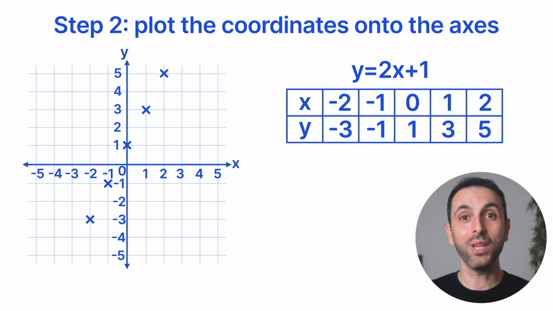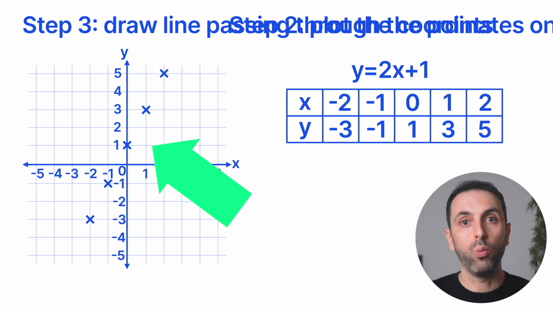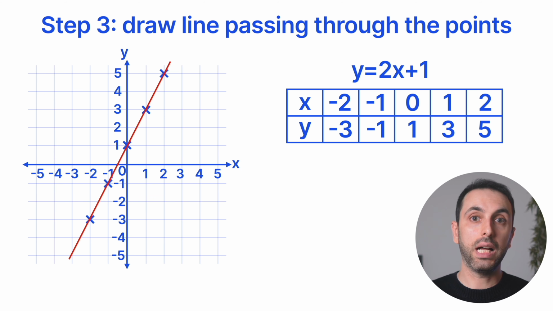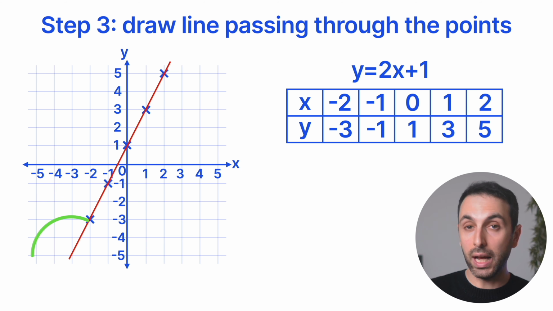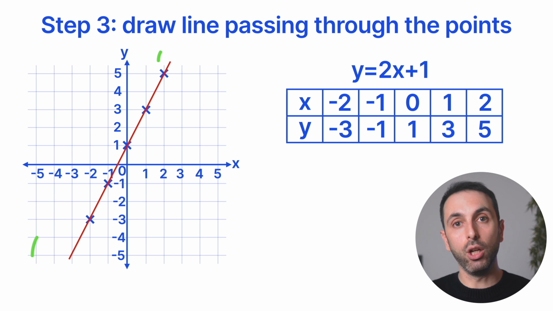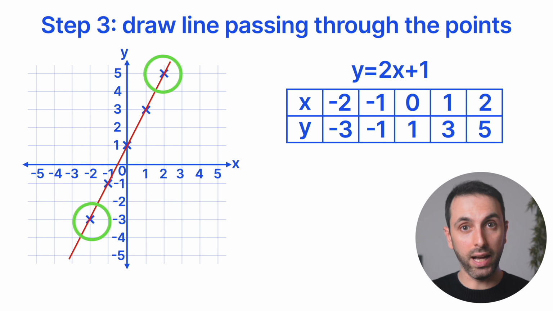Now there's just one more step. In the third step, we'll draw a line passing through those points. Make sure that your line extends beyond the leftmost and rightmost points. So we want to extend the line beyond (-2, -3) and (2, 5).